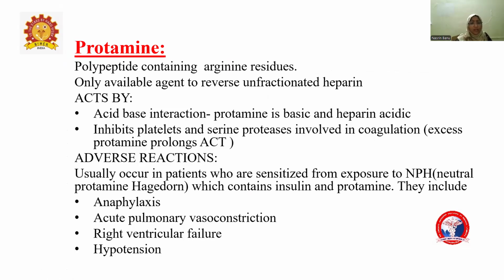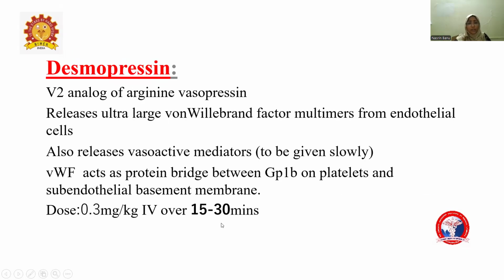Protamine is a polypeptide containing arginine residues. It's the only available agent to reverse unfractionated heparin. It acts by acid-base interaction, and it inhibits the platelets and serine proteases involved in coagulation. Adverse reactions usually occur in patients who are sensitized from exposure to NPH, like diabetic patients receiving NPH insulin, neutral protamine Hagedorn insulin, which contains insulin and protamine. They include anaphylaxis, acute pulmonary vasoconstriction, right ventricular failure, and hypotension.